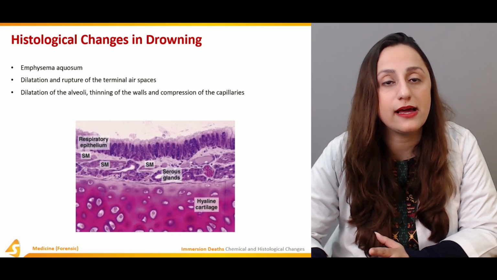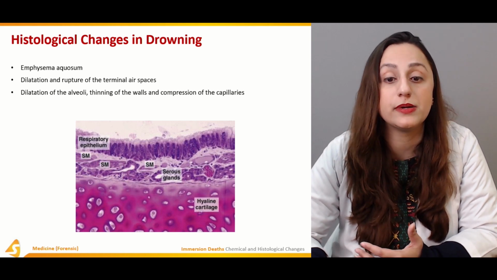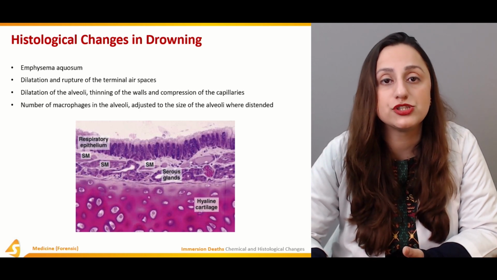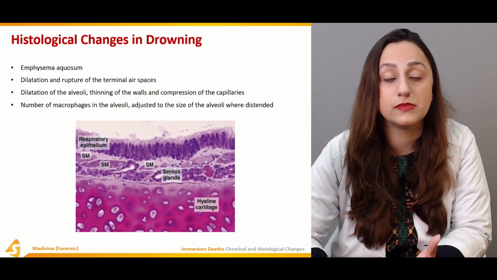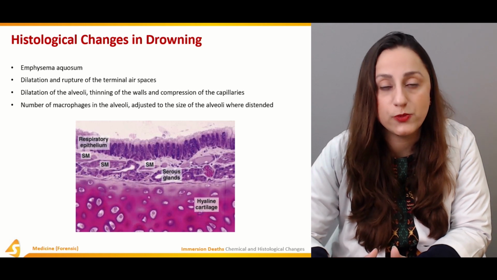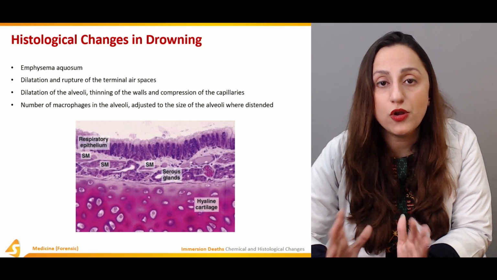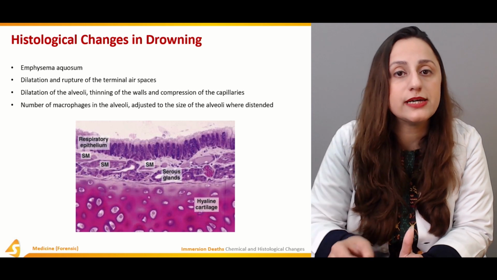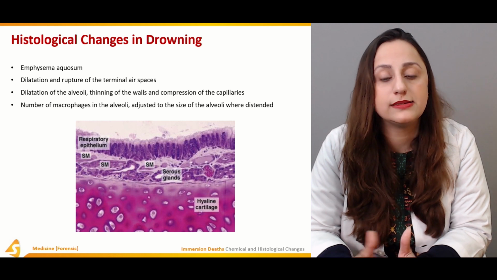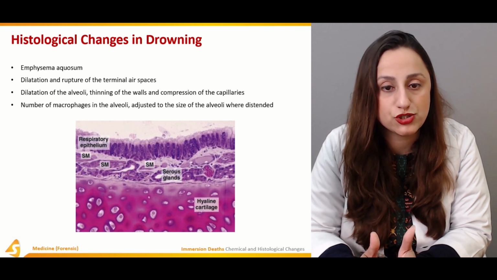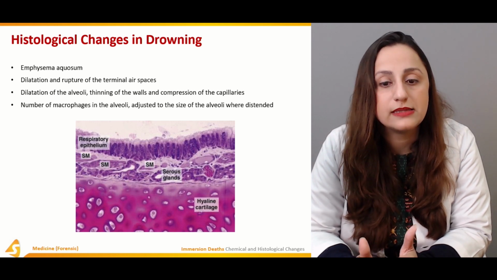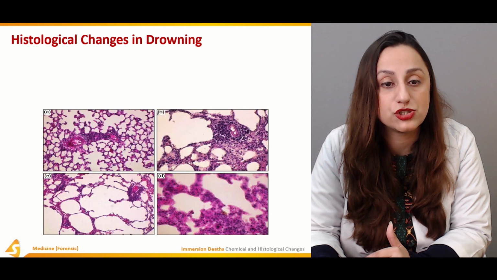The dilatation of the alveoli, the thinning of the walls, and the compression of the capillaries are again very important. The number of macrophages in the alveoli are also counted, noted down and adjusted to the size of the alveoli where the distension took place. So all of these things are going to be noted down whenever we have the alveoli at hand. This diagram is a normal representation of the hyaline structures. It shows the respiratory epithelium, the serous glands, and the hyaline cartilages.